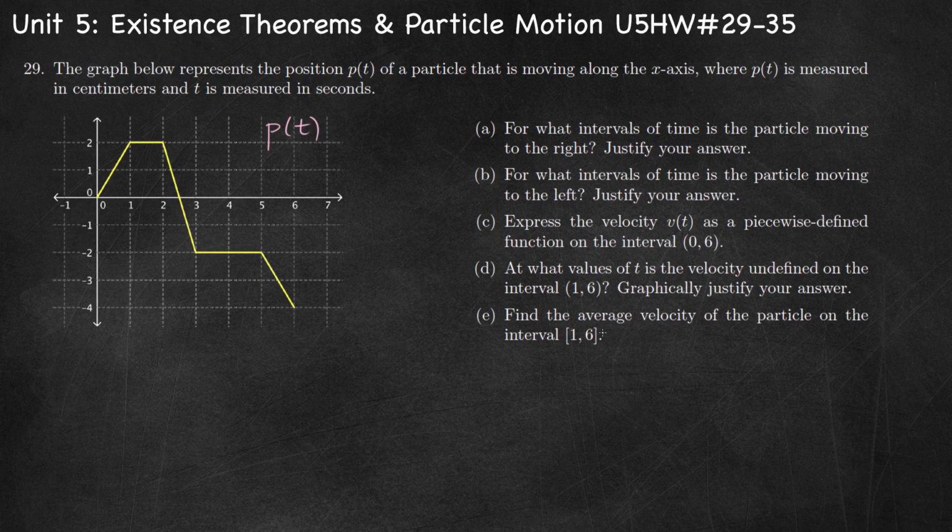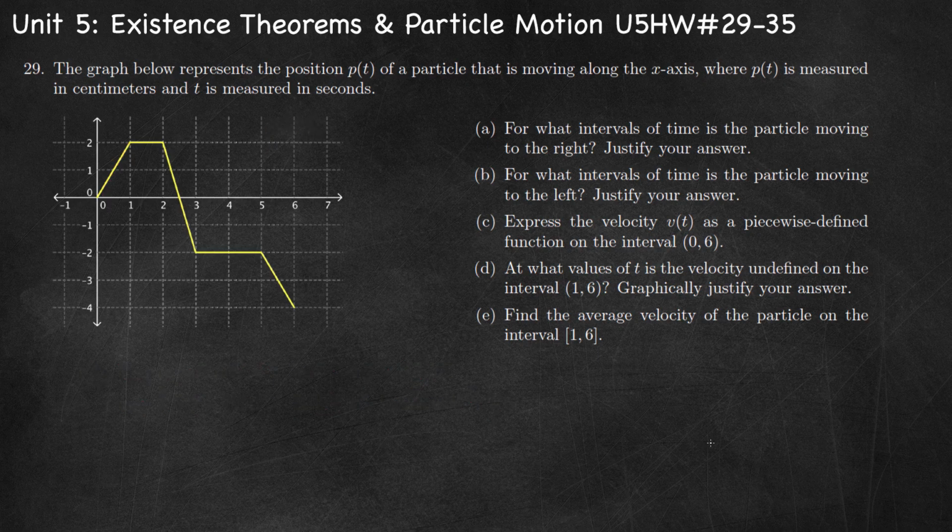The particle is moving to the right when the velocity is positive, and the velocity is positive when the position is increasing. Since I'm looking at the position graph, I'm looking for the places where this graph is increasing. So that would be here, and that's the only time it's increasing. So for part A, we can say the particle is moving right on the interval from 0 to 1, since P of t is increasing.